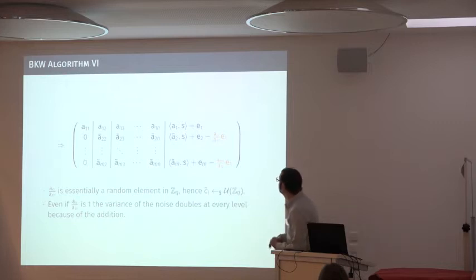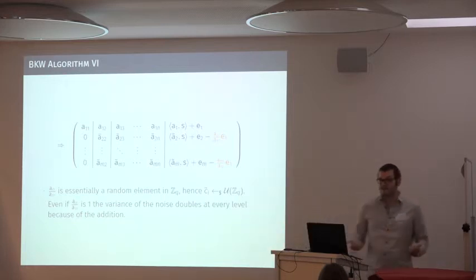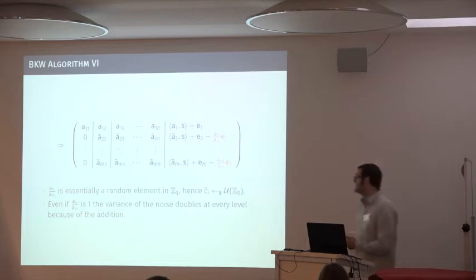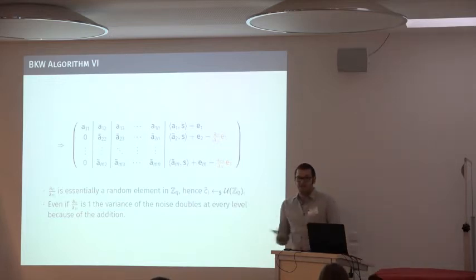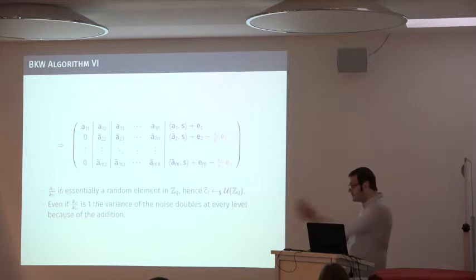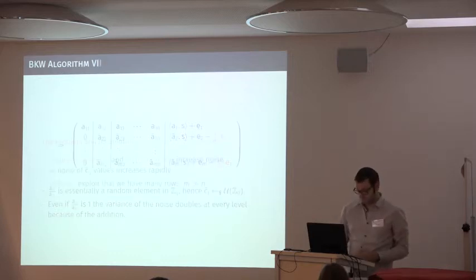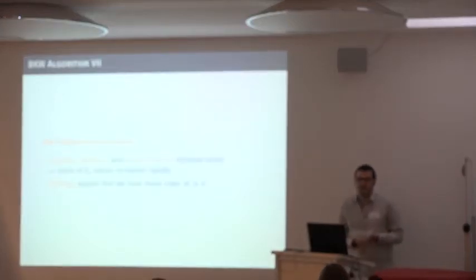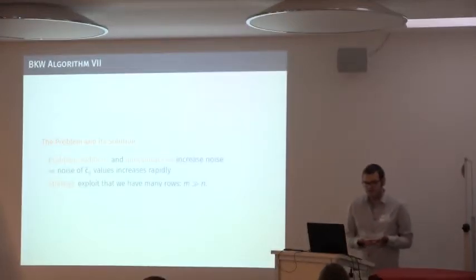But even if A21 over A11 is not random, even if I get lucky and this is 1, I just doubled the size of my noise because I'm adding E1 to E2. So even then, this is really annoying because I'm making this big fast. And I don't want this to be big. I want this to be small because at the end I want to check if this is small. So my problem is additions and multiplications increase my noise.